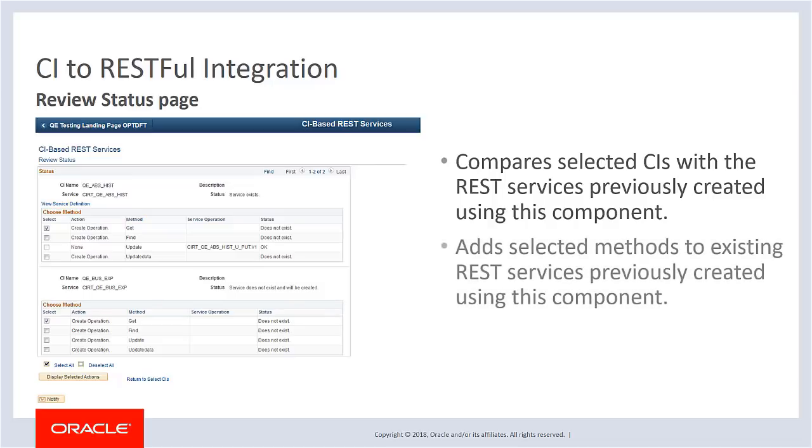You can also add selected methods to existing REST services that were previously created using this component. For example, CIRT_QE_absence_history is an existing REST service to which you can add the selected GET method.